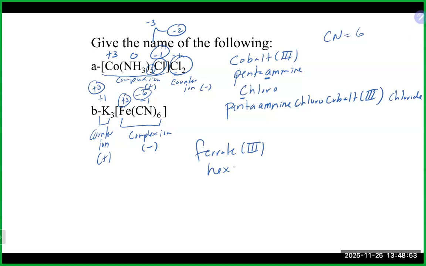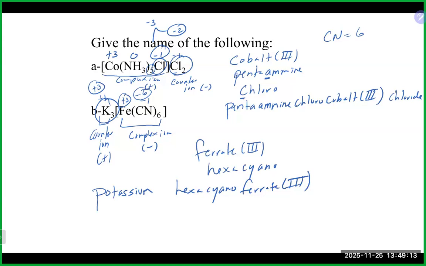Hexa for 6, and cyano is the name there for cyanide. And again, here we have 3 potassiums for our counter ion. Doesn't make a difference in terms of the name. So this is going to be potassium hexacyanoferrate 3 in this particular case. Coordination number on this one is also going to be 6 because those are monodentate as well. Any questions on that there?